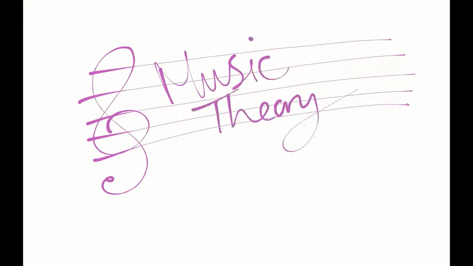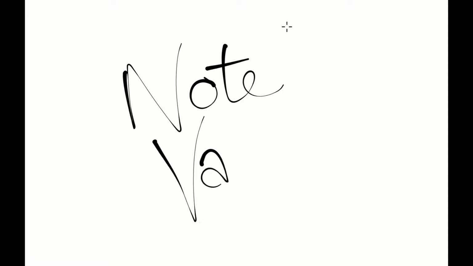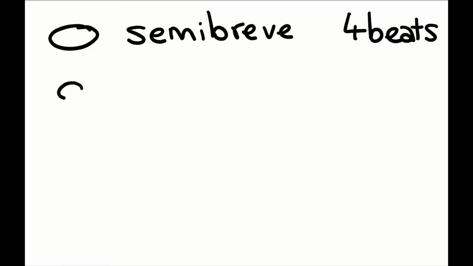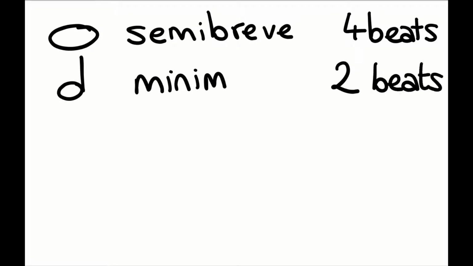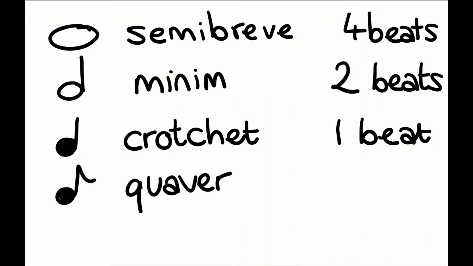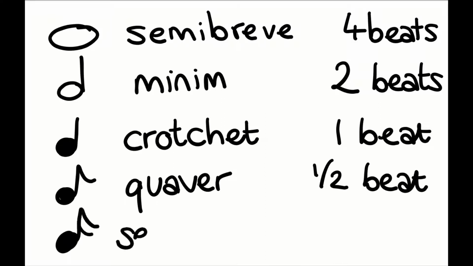So today we're going to be talking about note values. We have a semibreve, which is worth 4 beats, a minim, which is worth 2 beats, a crotchet worth 1 beat, a quaver, which is worth half, and a semiquaver, which is worth 1/4 of a beat.